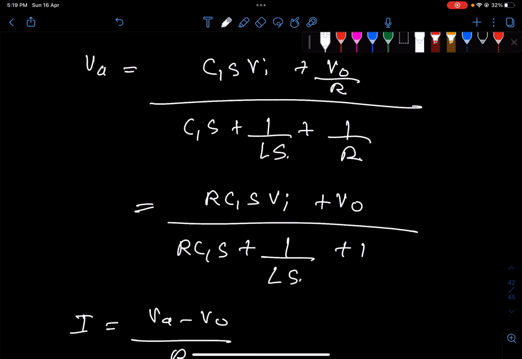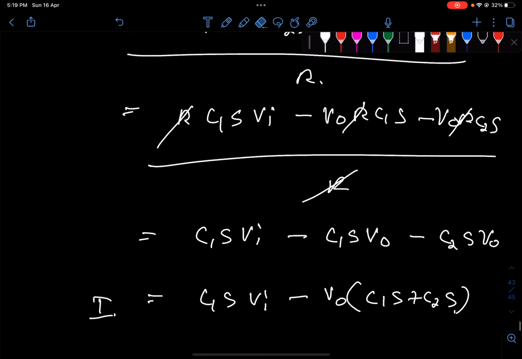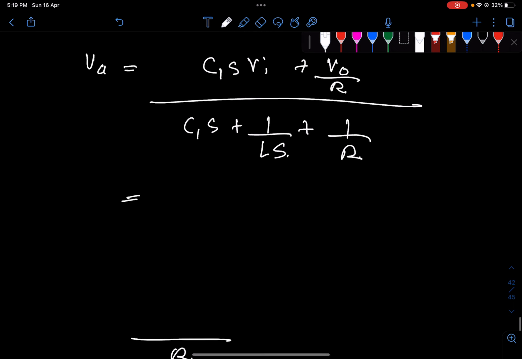Sorry, okay. Small error. I also got confused about what happened. So while taking initially you should do it very carefully. So multiplying by L, the initial case will be R C1 L, or I should represent it as L times R C1 S square VI plus L times V0.